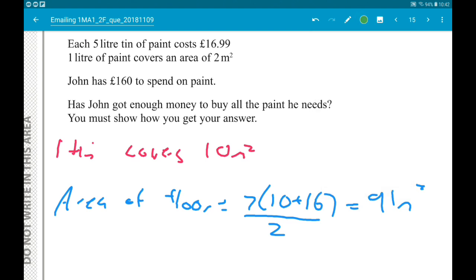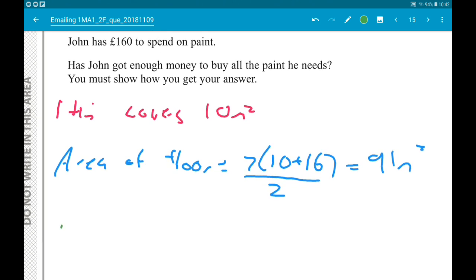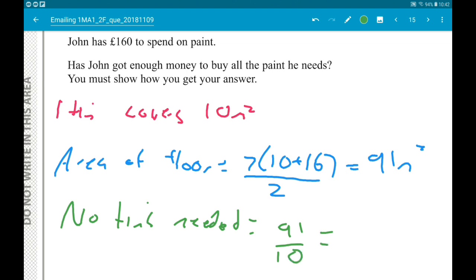now we can work out the number of tins needed, by dividing the area of the floor by the area each tin covers. So 91 divided by 10 gives us 9.1 tins.